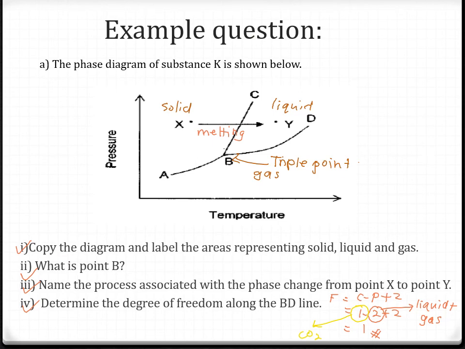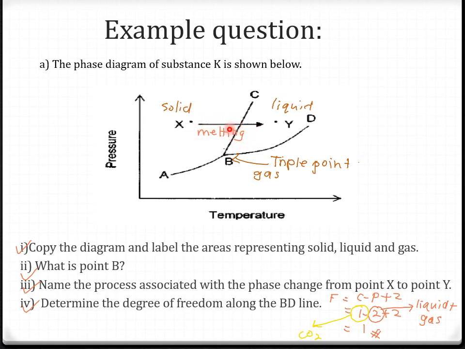In order to answer this kind of question, you should be able to label all the components and with the correct axis. So this is the graph of pressure versus temperature. The X will be solid region, liquid region, and gas region. B is the triple point where solid, liquid, and gas are at equilibrium. From solid to liquid, it involves melting process.